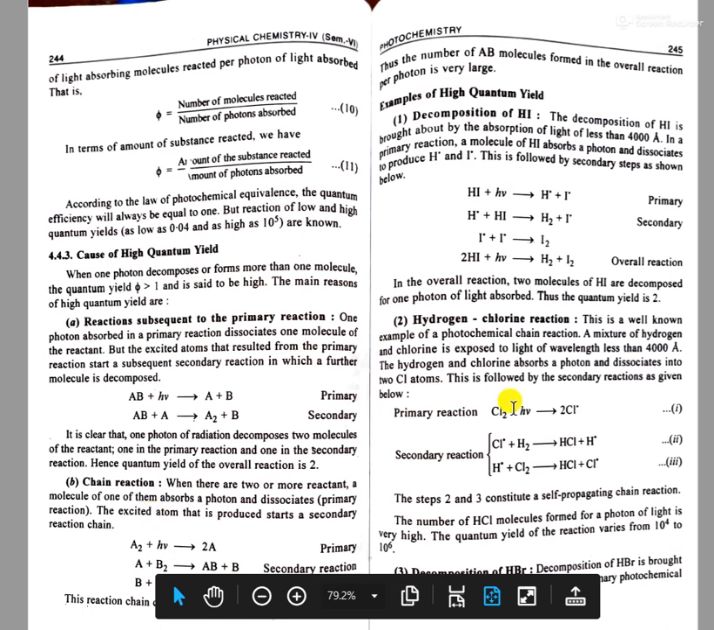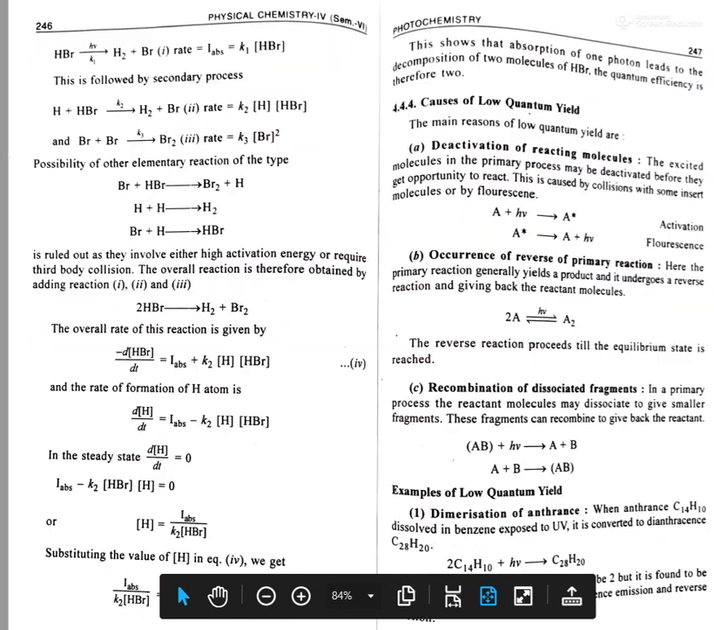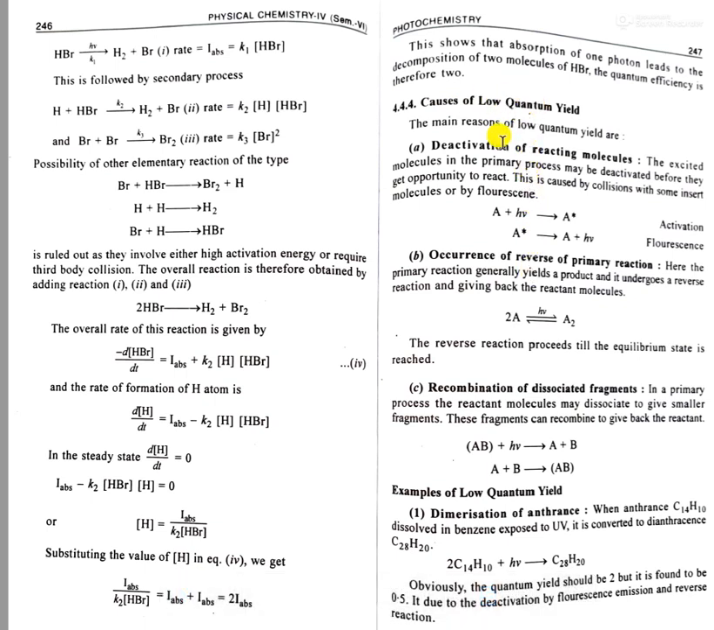Usually the quantum yield phi is equal to 1 according to Stark-Einstein's law of photochemical equivalence, but in real cases the quantum yield can be high or low, and there are different causes for high and low quantum yield. Causes for high quantum yield have been discussed previously, and we'll just continue with the causes of low quantum yield. So for a quantum yield to be lower than 1, there are many possibilities.